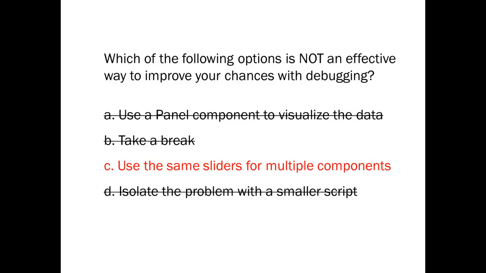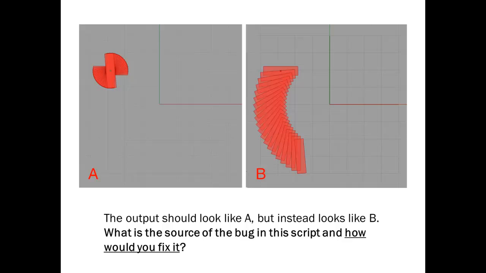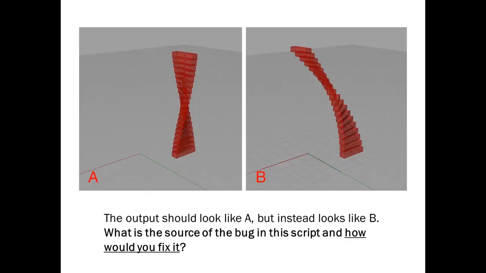All right, okay. So another question I might ask you is about debugging. I'll give you some output. The output should look like A, but instead it looks like B. What is the source of the bug in this script and how would you fix it? And I'll give you a hint. If you look at these from above, this is what's happening. Okay, so that's A and that's B. We want A, but we got B. What's the source of the bug?